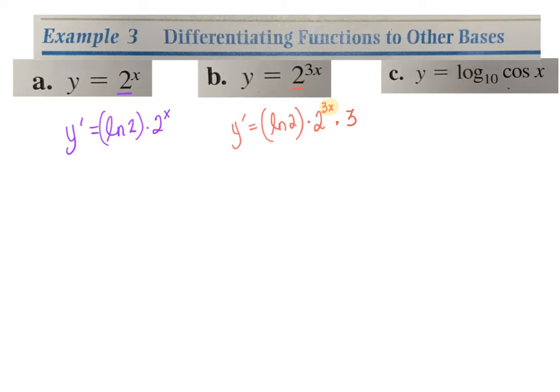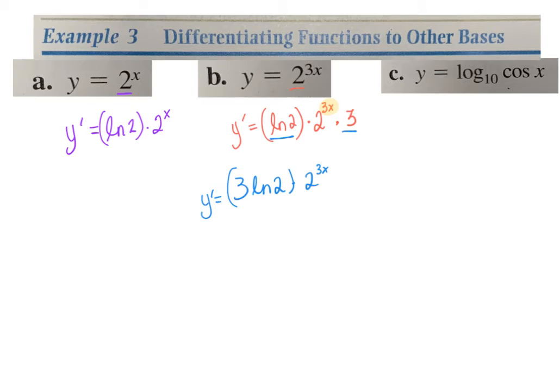All right? So I end up with, these are actually my constants. These are constants here. 3 natural log of 2 times 2 to the 3x. And they did it with parentheses. That would be my derivative there. All right. So far, so good. All right, look at the last one.